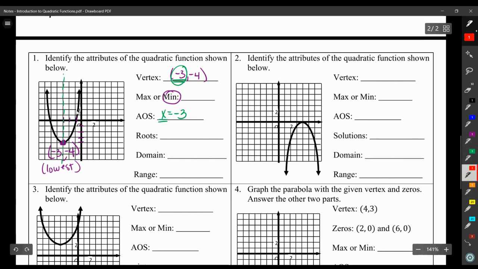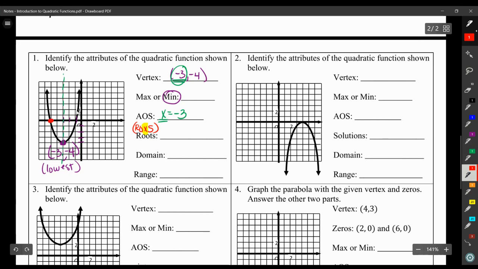Now, the next thing asks us for roots. So remember that this is ROXS. All of those things mean the same. And I know that x stands for x-intercept. So if you're asked for a root, you're simply asked where the x-intercepts or one intercept is.